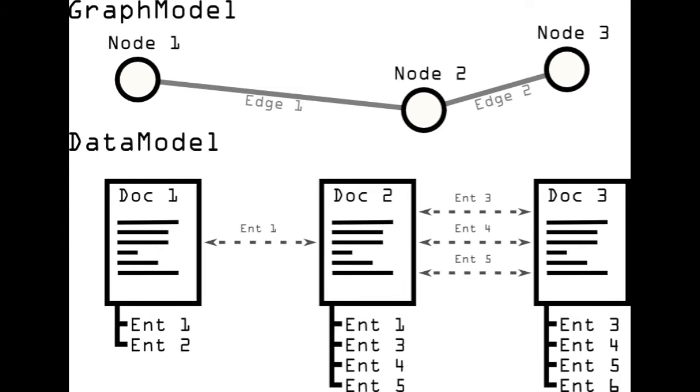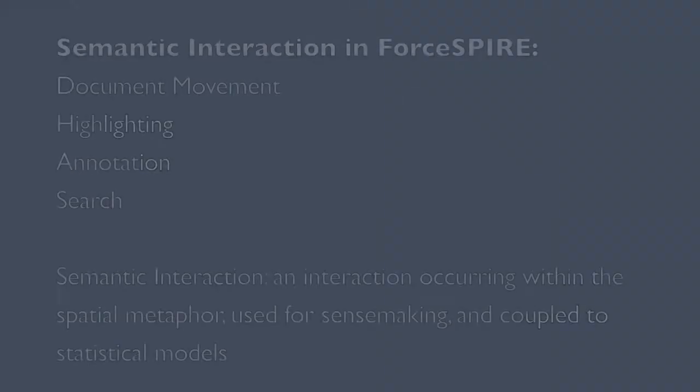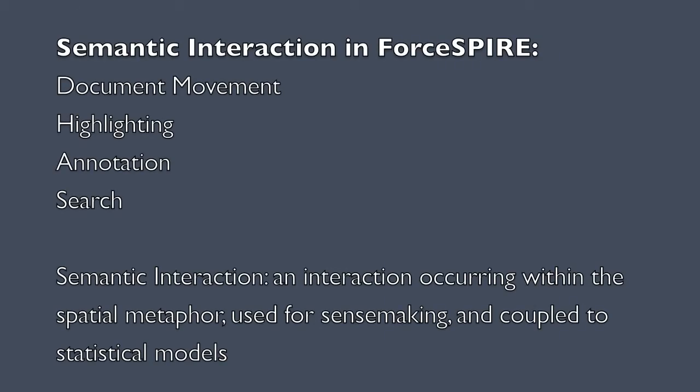Internally, ForceSPIRE represents the text information as a graph, using a force-directed model to position the documents or nodes. Strengths on the edges are computed by taking the sum of the importance values of shared entities between the two documents. These are the primary interactions available to users.